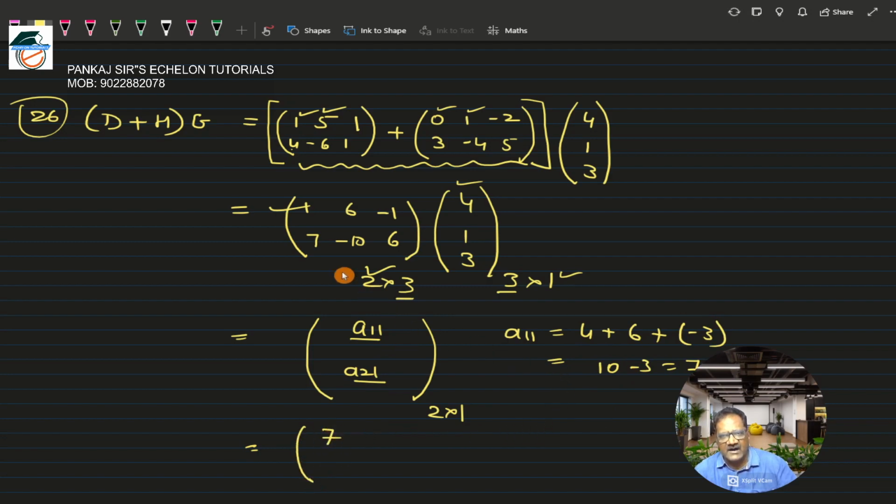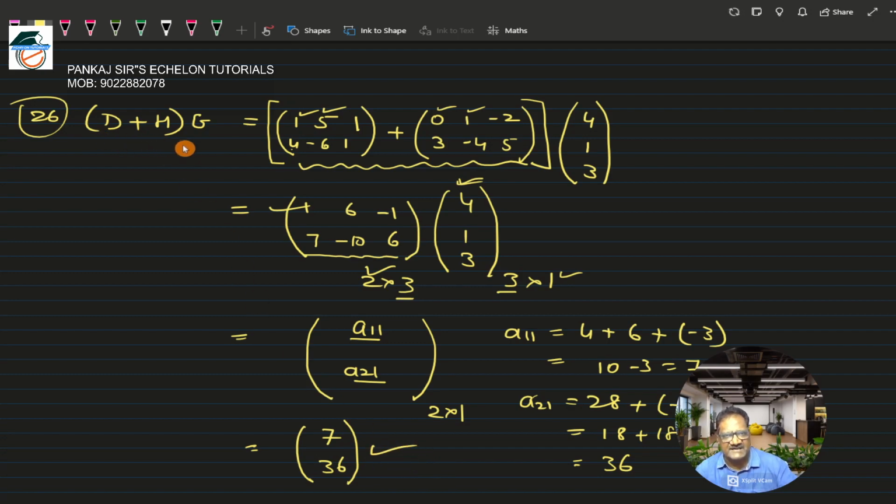Now coming to A21: the second row from the first matrix and the same first column from the second matrix. So 7 into 4 is 28, plus minus 10 into 1 is minus 10, and then 6 into 3 is 18. You have to add all this. So 28 minus 10 is 18, plus 18 is 36. So this will be 36. Now this is the final answer for (D + H) times G.